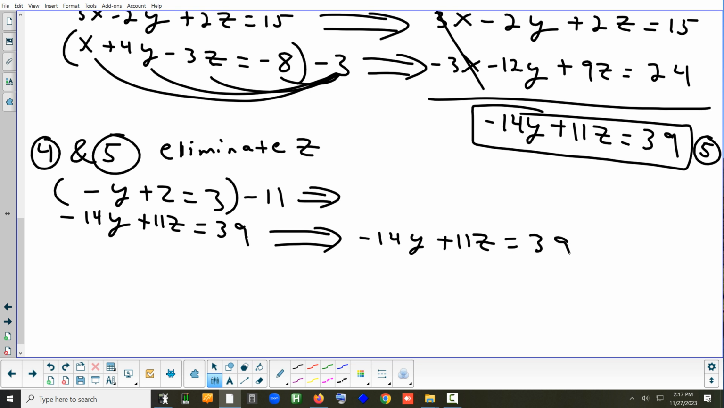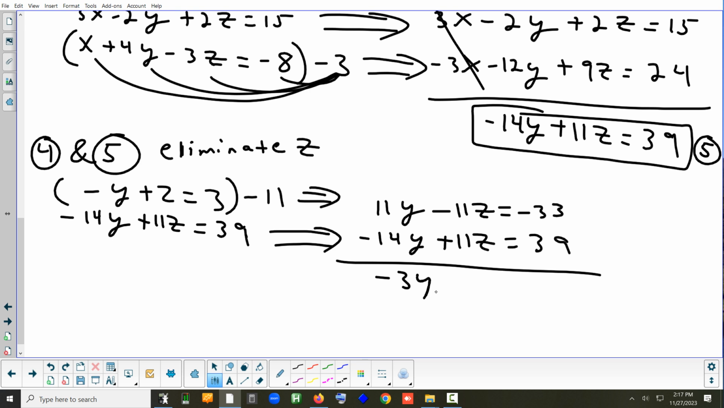Okay, top equation. What's negative 11 times negative y? 11. Okay. What's negative 11 times positive z? Negative 11z. And negative 11 times 3? Negative 33. Okay. Add them up. 11y minus 14y. Negative 3y. Add your z's up. Gone. And then add up your numbers on the other side. 6. And y is negative 2.